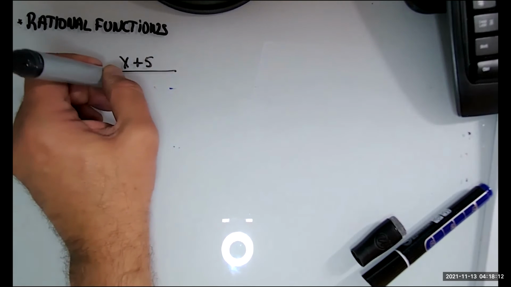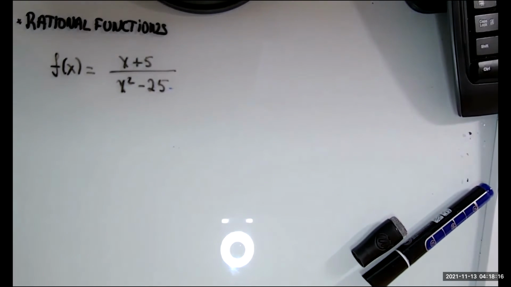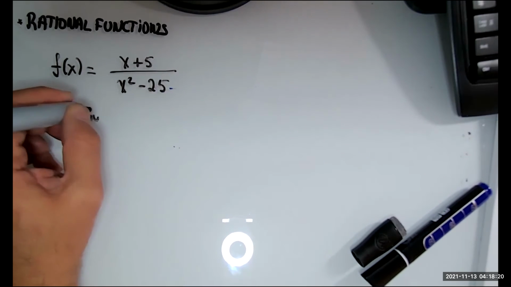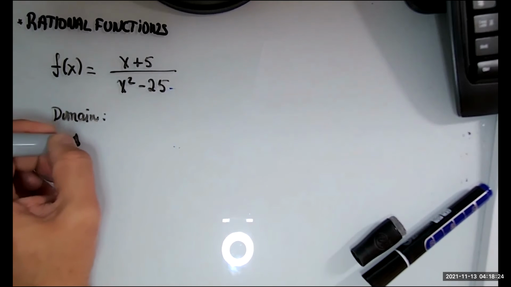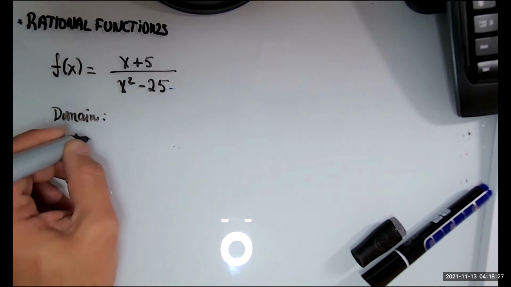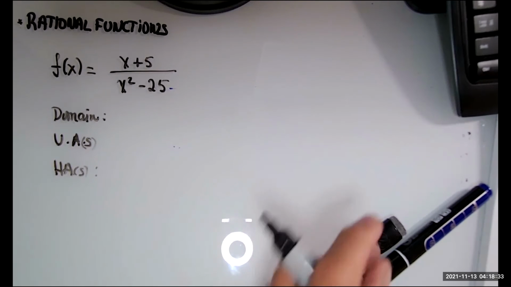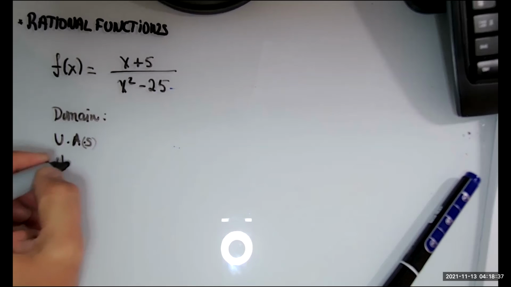X plus 5 or x squared minus 25. Okay, let's go ahead and find the domain. Let's find the VA, if any, and the HAs, if any. The way things are with rational functions, we can only have one HA, if any.